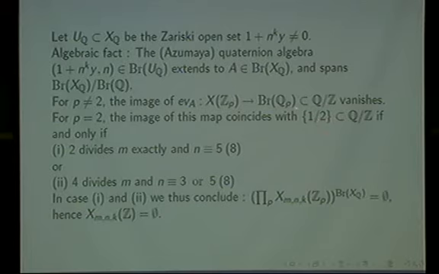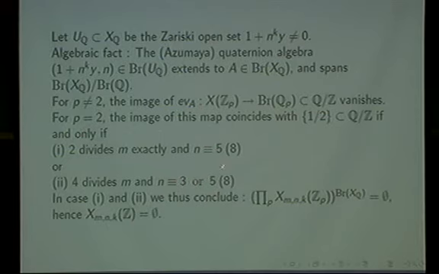that is, it coincides with just 1/2 if and only if 2 divides m exactly, that is, m is divisible by 2 but not by 4, and n is congruent to 1 mod 4, or 4 divides n, and n is congruent to 3 or 5 mod 8. Now, this is a purely two-adic computation. Okay? We've looked at p, then we looked at 2. We've done this purely two-adic computation.